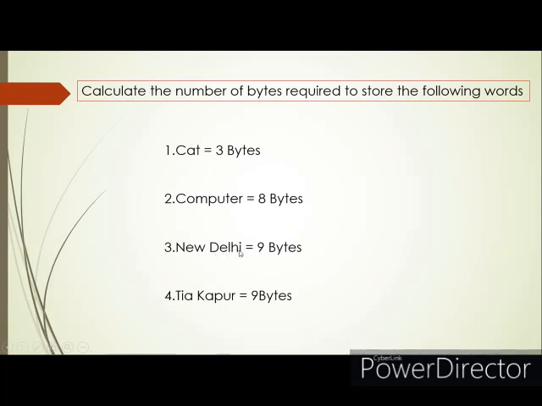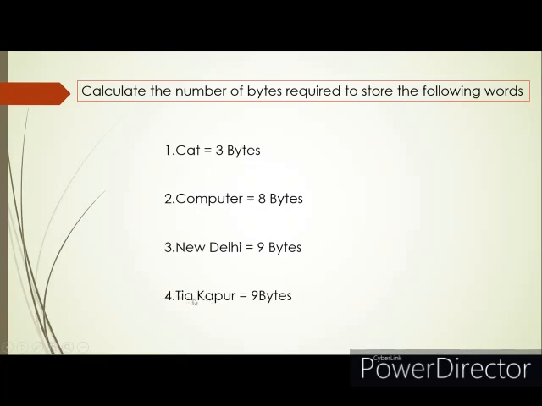Only 8 letters are present in New Delhi, but in between New and Delhi, one space is there, right? That space is also considered as a character. In computer's memory, that space is also considered as a character. So we have to count that space also. So total number of bytes needed to store New Delhi is 9 bytes.